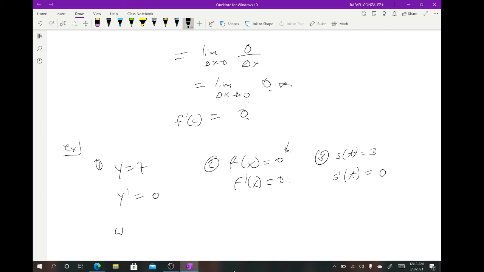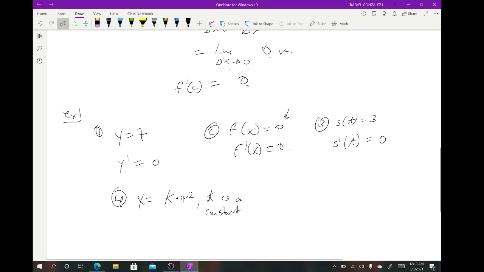And finally, let's do one more complicated than that. What about y equals k times pi squared? And you're told that k is a constant. Well, because k is a constant and pi is a number, pi is a constant as well, then the derivative of this is also going to be 0. If both of these are constants, then the derivative of a constant is always going to be equal to 0.